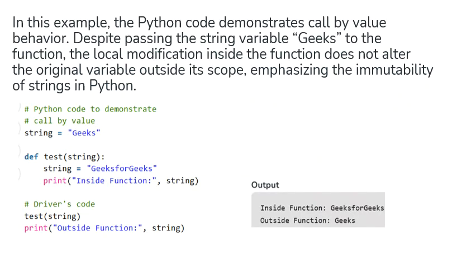In this example, the Python code demonstrates call by value behavior despite passing the string variable jigs to the function. The local modification inside the function does not alter the original variable outside its scope, emphasizing the immutability of strings in Python.